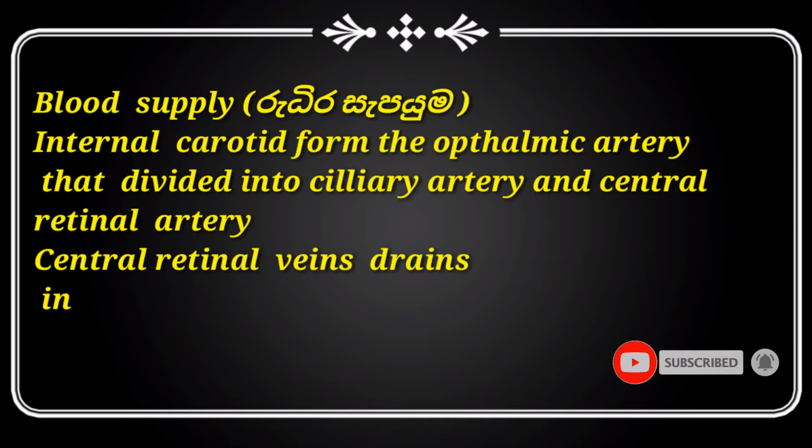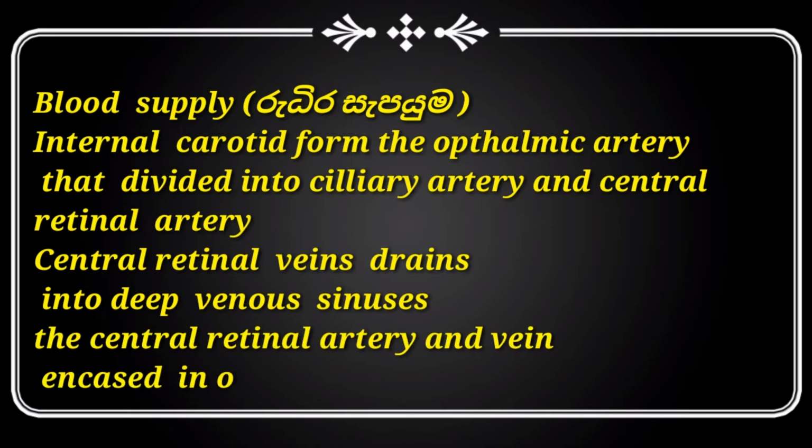The internal carotid forms the ophthalmic artery, and that divides into the ciliary artery and the central retinal artery, and the central retinal vein drains into the deep venous sinuses. The central retinal artery and the vein are encased in the optic nerve.